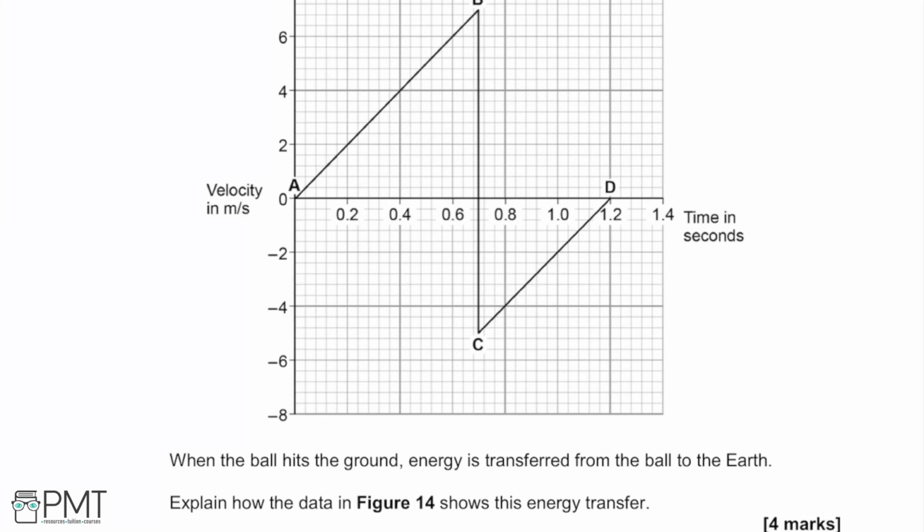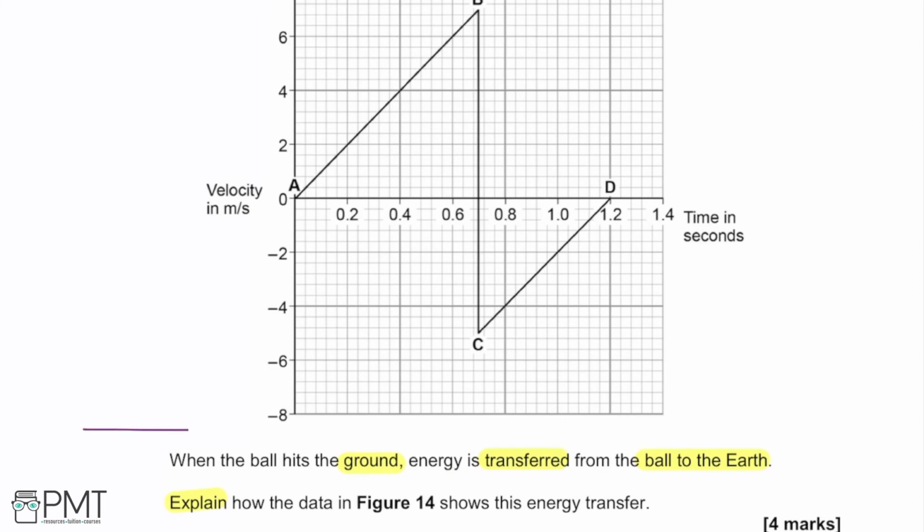Now we're asked, when the ball hits the ground, energy is transferred from the ball to the earth. And we're asked to explain how the data in figure 14 shows this energy transfer. So initially here I've realised that this question's worth 4 marks, and it's asked us to explain how the data in figure 14 shows this energy transfer. So it's looking for a bit more information, a bit more detail, and 4 key explained points here. So, first of all, I'm just going to work out where the energy is transferred in this interaction.